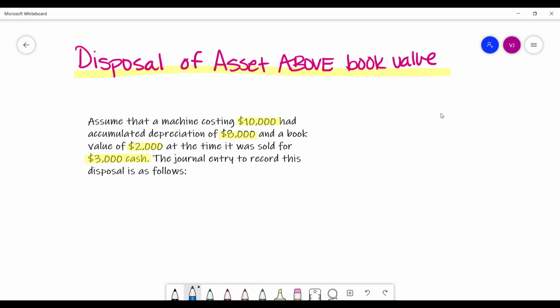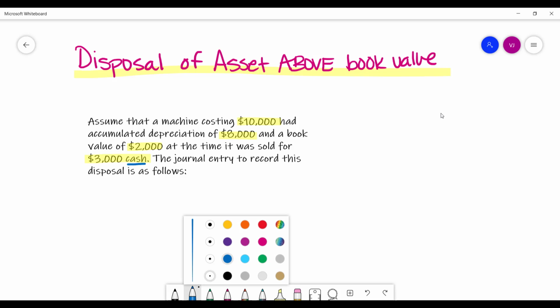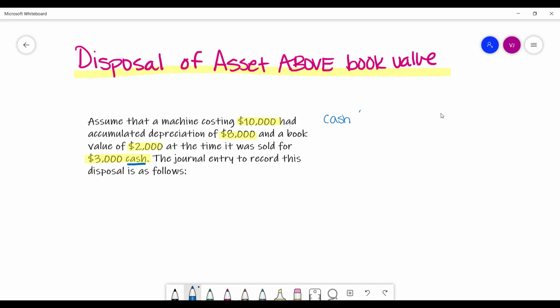So there's a couple of things happening here. So we know we sold it for cash. So our cash account here, that's going up by $3,000. So there's a couple of other things that have to happen here. So the machine itself, since we're selling it, needs to be removed from the books, and we remove that at its cost. So it's on the books at $10,000, so we have to remove that machine off the books for $10,000. The accumulated depreciation also needs to be removed from the books, and it has an $8,000 balance.